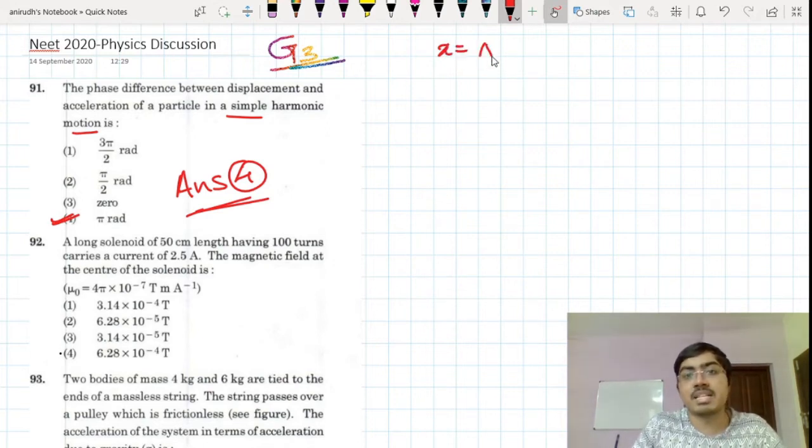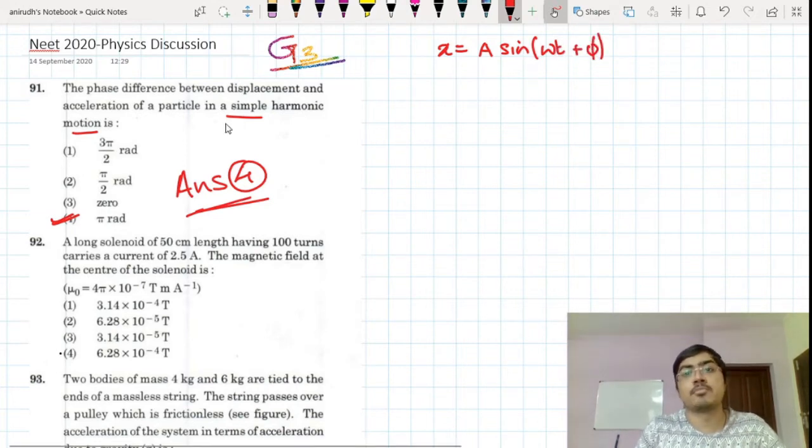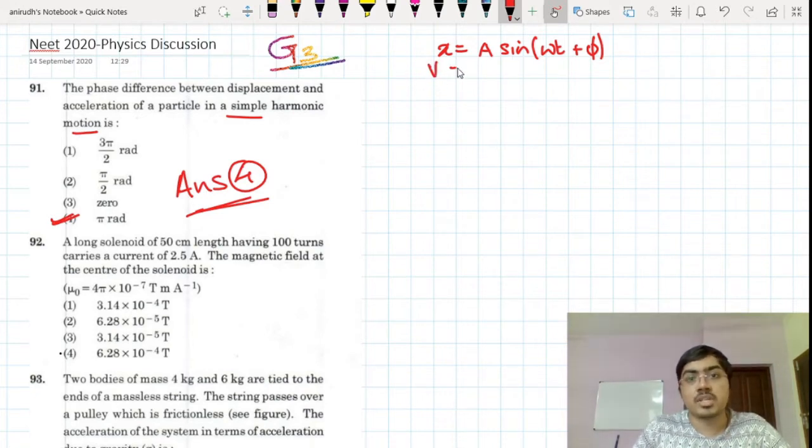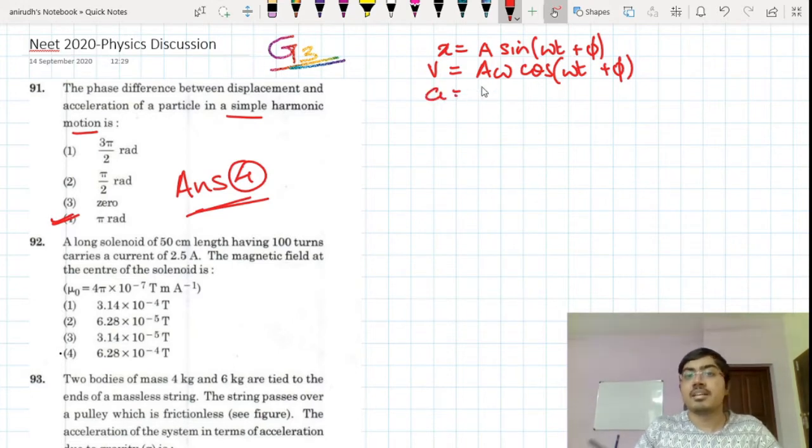x is equal to a sin omega t, that means displacement. Let us suppose there is an initial phase also, let's suppose that is phi. Now what is v then? What is velocity? dx by dt. So this is a omega cos(omega t plus phi). Then what is acceleration? Again differentiate this. This is minus a omega square sin(omega t plus phi).